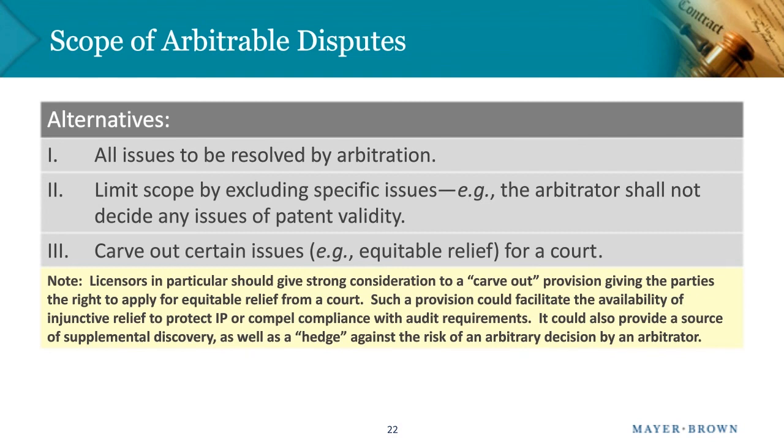Another option is to carve out certain issues, like equitable relief for a court. And the note on this slide, I think, is particularly interesting because some people are hesitant to go forward with arbitration as the only method for resolving their disputes because it's so final and there's no method for appeal, and you can't really go outside of that in certain circumstances. But if you have carve-out items, then you have the ability to facilitate injunctive relief or compel compliance with, for example, audit requirements. And that way you're kind of hedging against the risk of an arbitrary decision by an arbitrator, which some in-house counsel find a little reassuring kind of as an insurance policy.